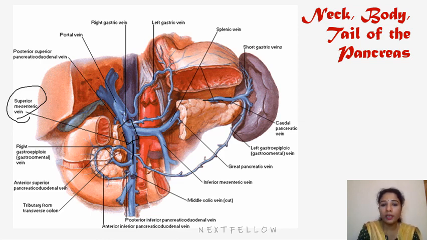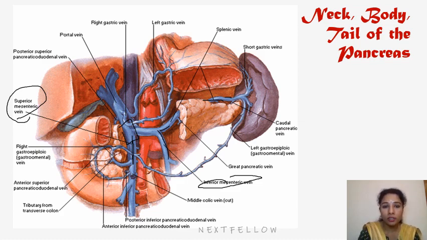The body of the pancreas posteriorly is related to the aorta. You can see here the red one is the aorta, and it is also related to the inferior mesenteric vein as well, which joins with the splenic vein. You can see the inferior mesenteric vein. So these are the structures on the posterior aspect of the body.